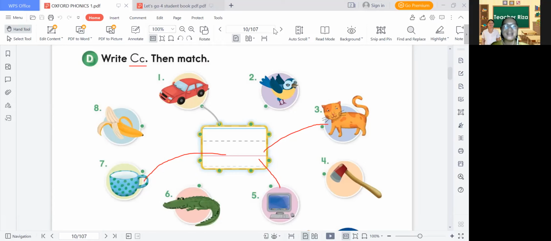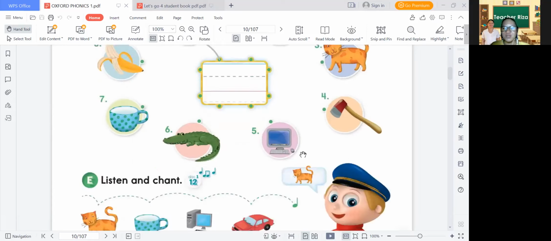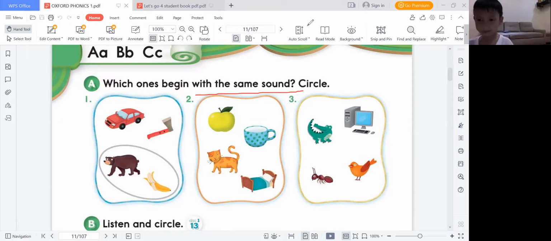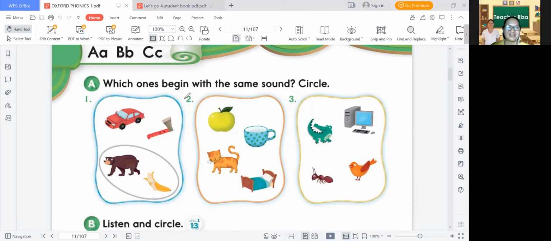Okay, good job. Next, we are going to proceed for this one. Okay, so the instruction for this activity: which ones begin with the same sound? Okay, I will repeat. Which ones begin with the same sound? Okay, and then we're going to encircle. Okay, are you ready? Yes. Okay, very good. Okay, so let's start. For the first pictures.